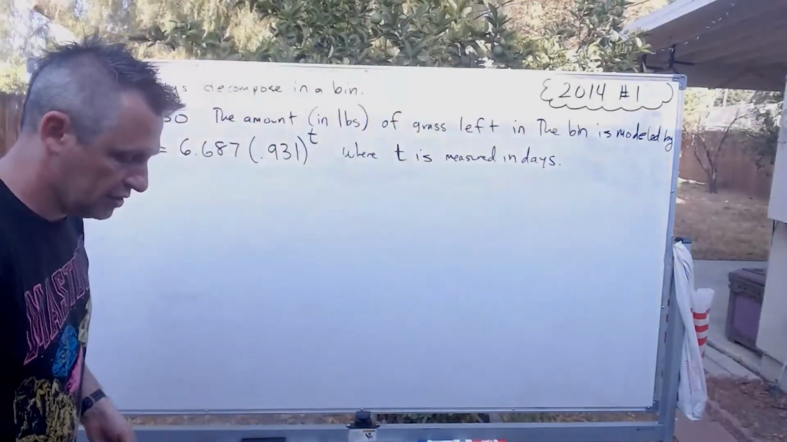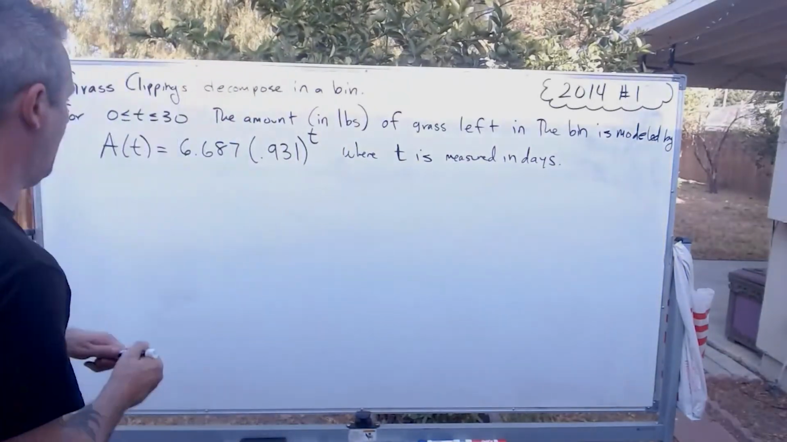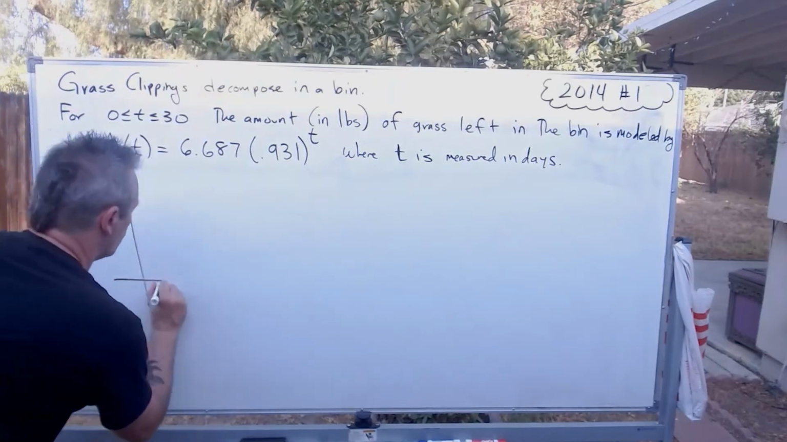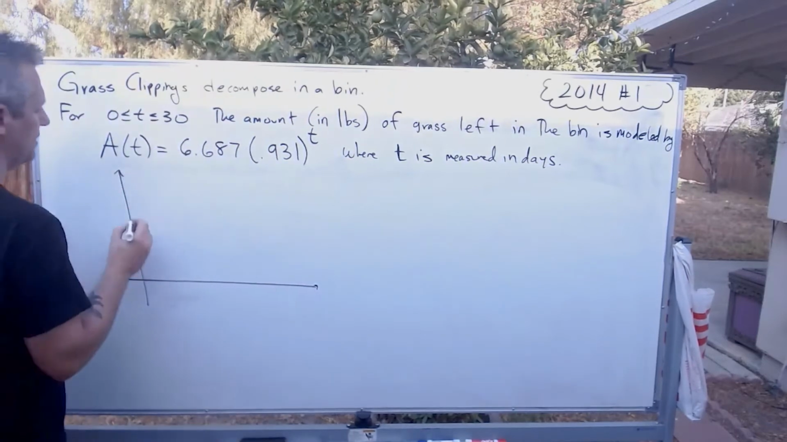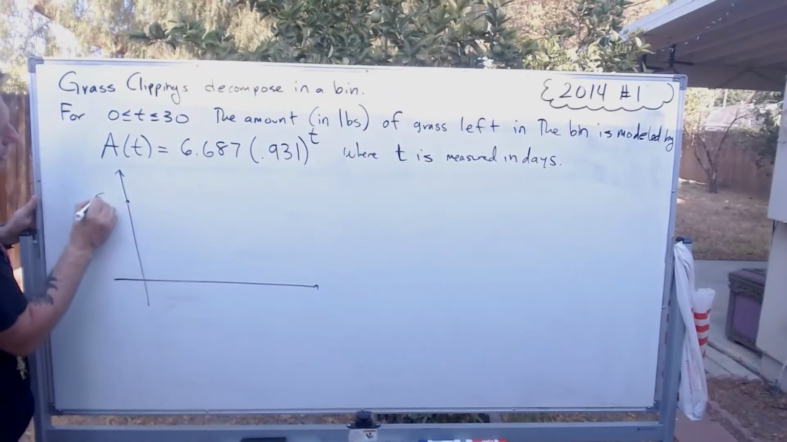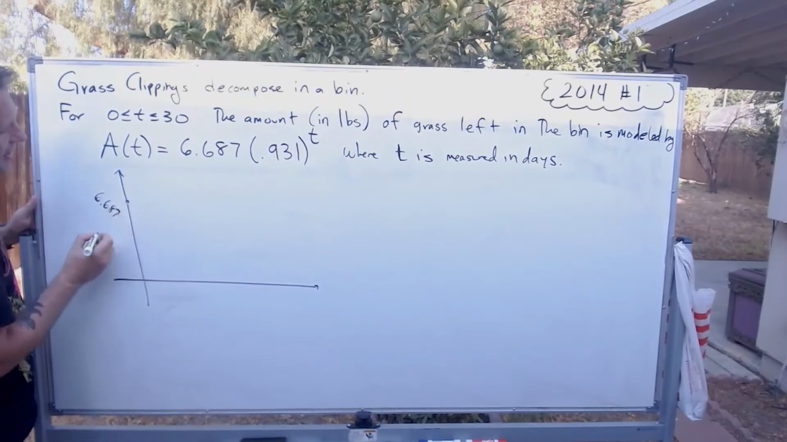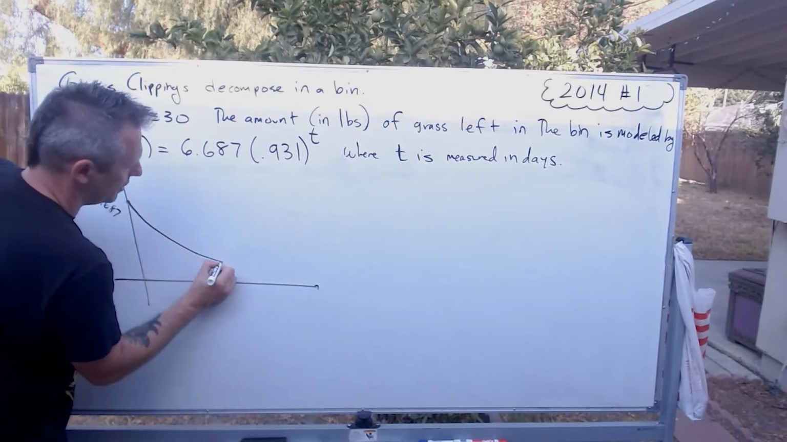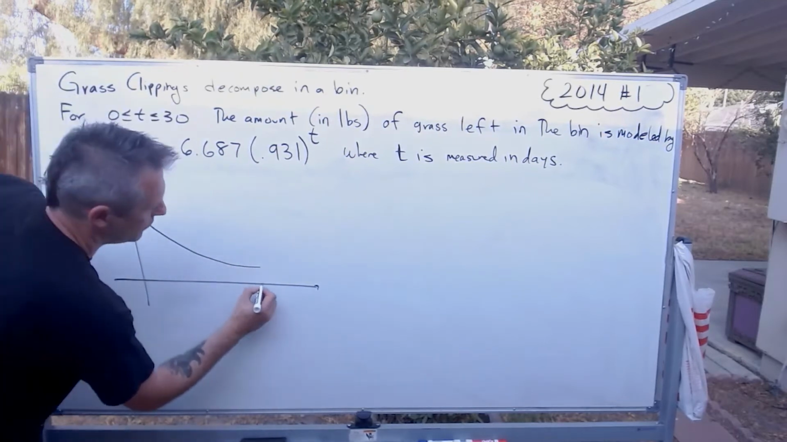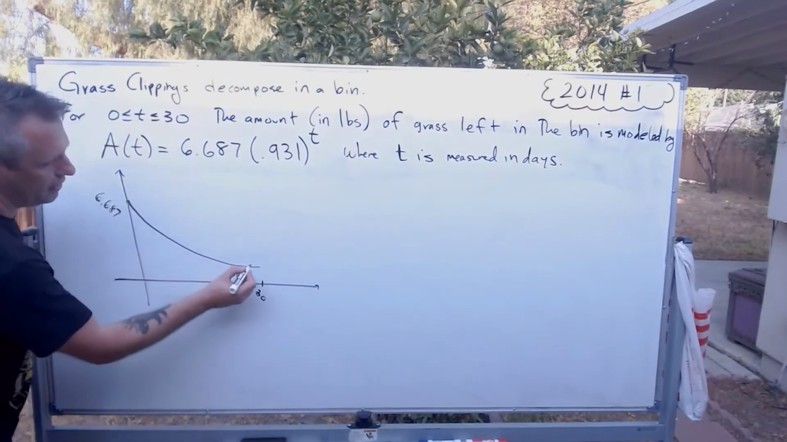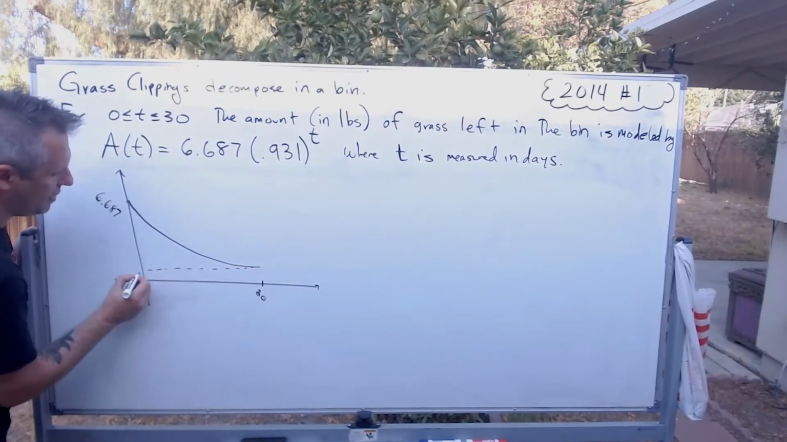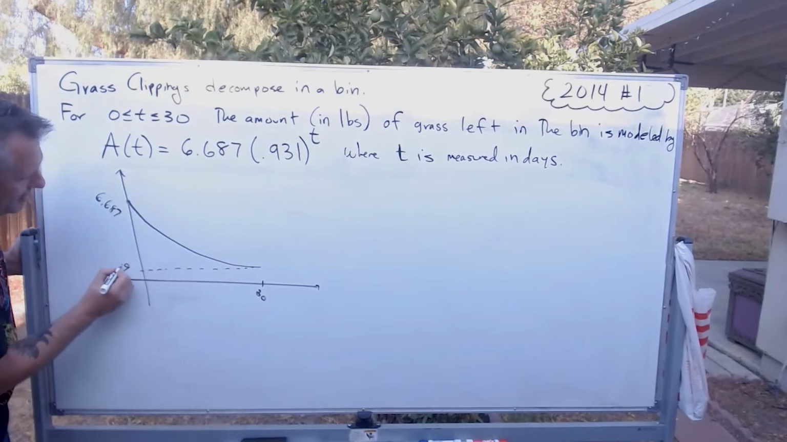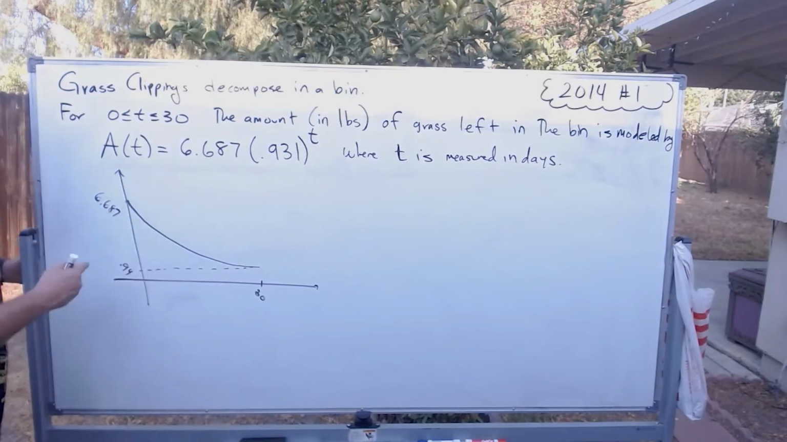So let me just draw this picture and show what's actually happening here. I believe what we realized from before is that we've got this down swooping. It starts out at 6.687 pounds, and it's this nice downward swooping exponential function that looks like this. Here we are on day 30, and I think we found out that the amount was something like 0.94. I could be wrong about that.